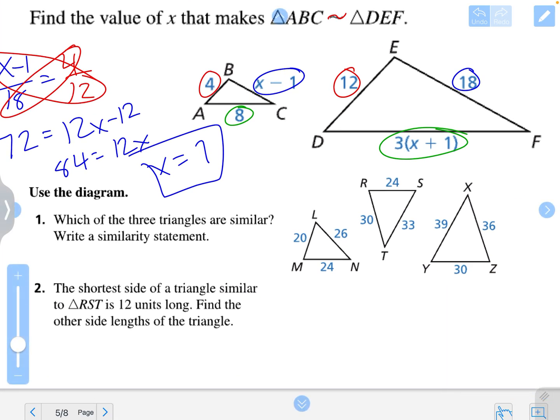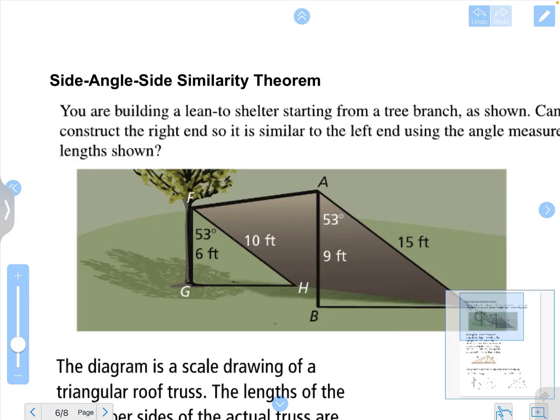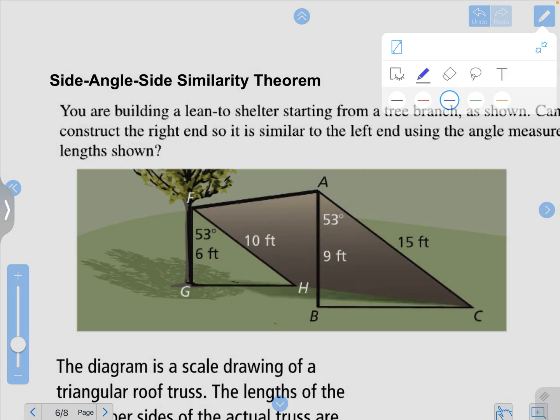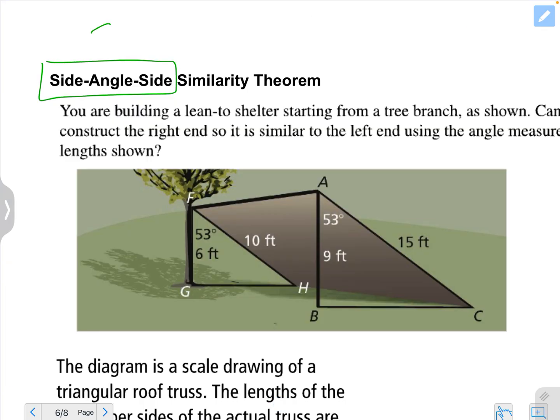So again, these next problems are the same. I think we've done enough that we can move on to the next one. The next one that we're going to look at is our side angle side similarity theorem.